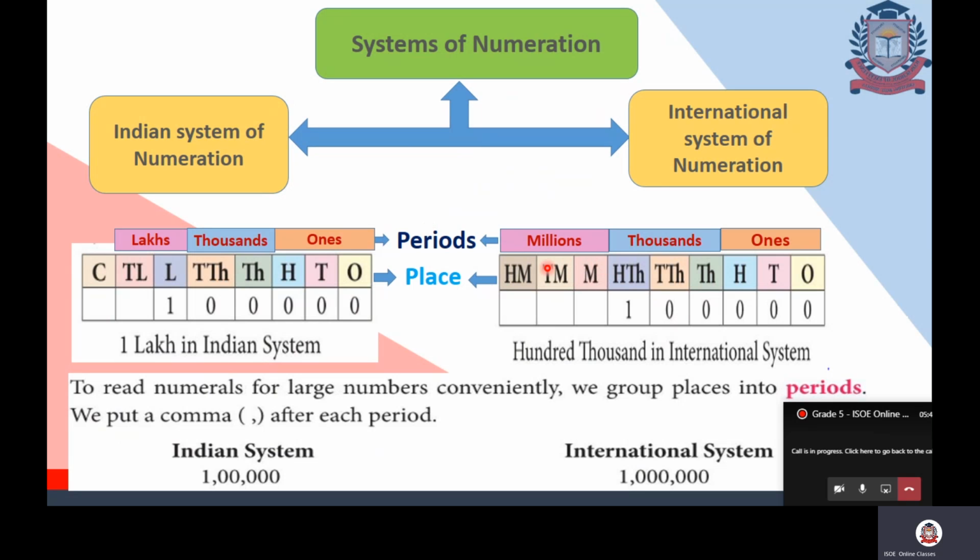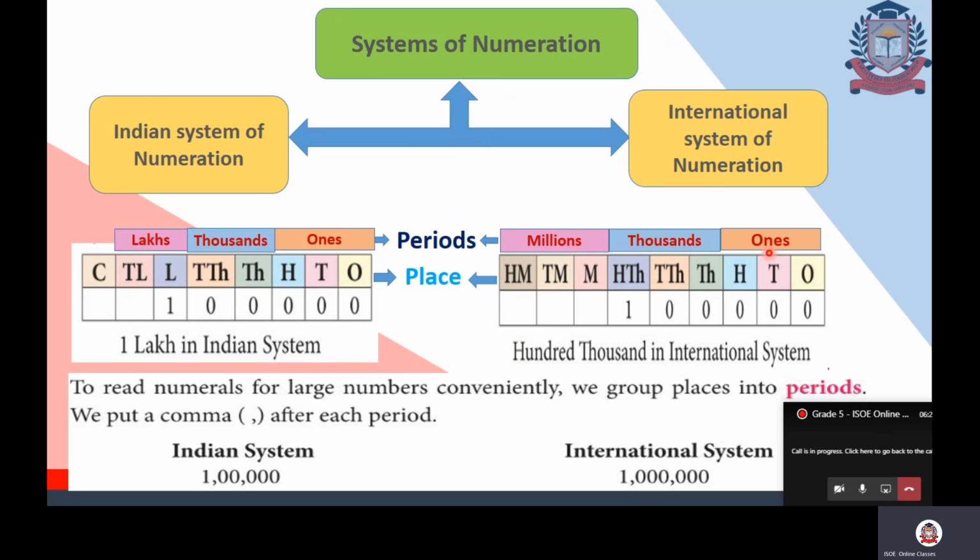Coming to the international system of numeration, ones, tens, hundreds are grouped into the ones period. Thousands, 10,000s and 100,000s are grouped into the thousands period. Millions, 10 millions and 100 millions are grouped into the millions period. This is how the places are grouped into periods in the international system of numeration.